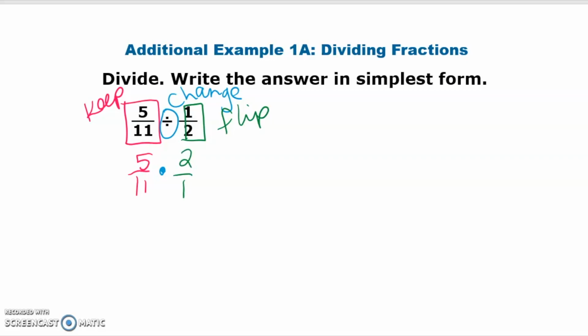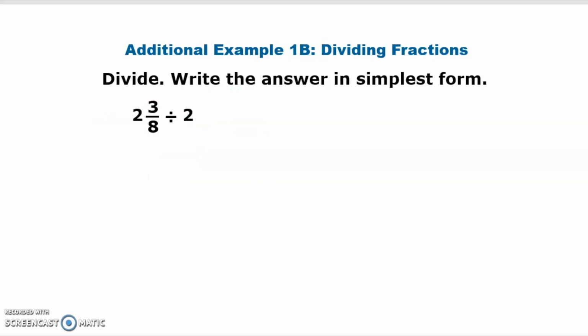Keep, change, flip. After we've done that, we just simply multiply straight across. 5 times 2 is 10. 11 times 1 is 11. So our answer is 10/11. Okay, let's try another one. Let's put a negative on there this time.